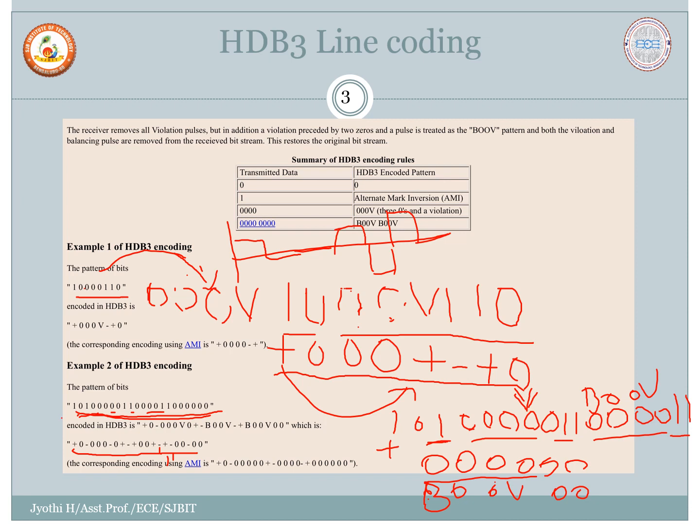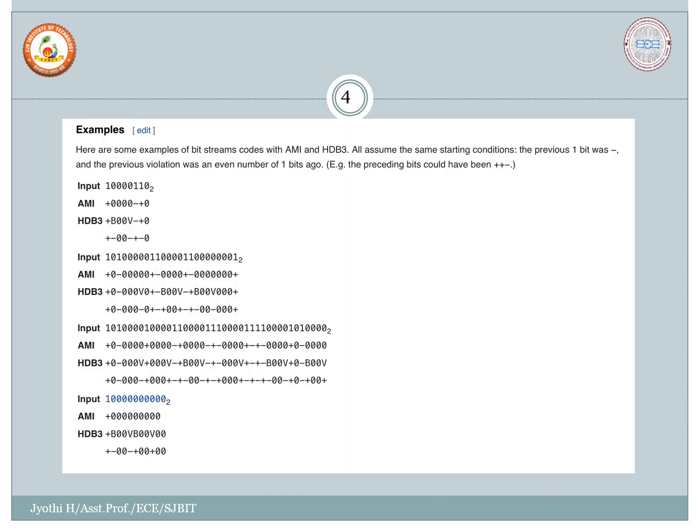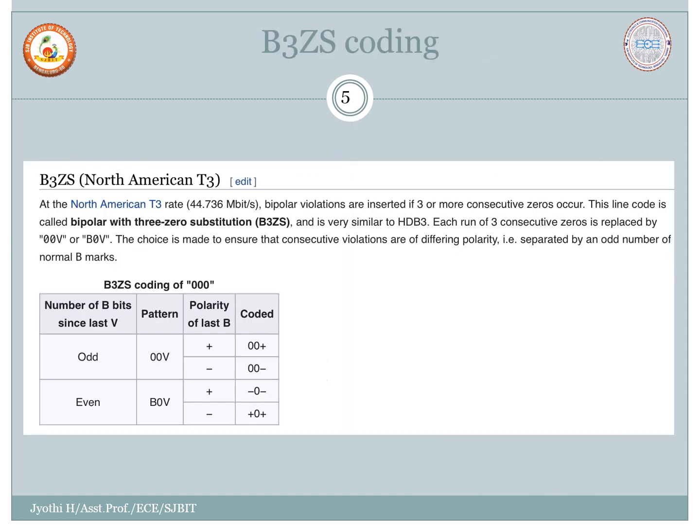So this is about the HDB3 line coding technique. It is a modification of the bipolar line coding technique to avoid consecutive zeros, so that at the receiver it can be decoded properly. Next. So this is about what we discussed so far. It is about the HDB3 coding. So the next is about B3ZS.